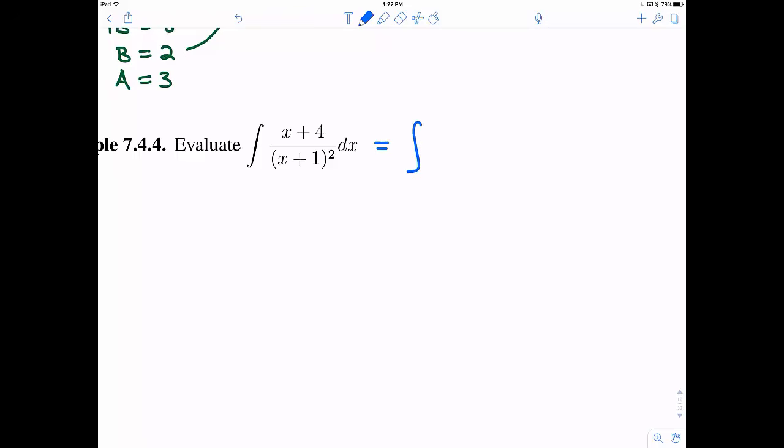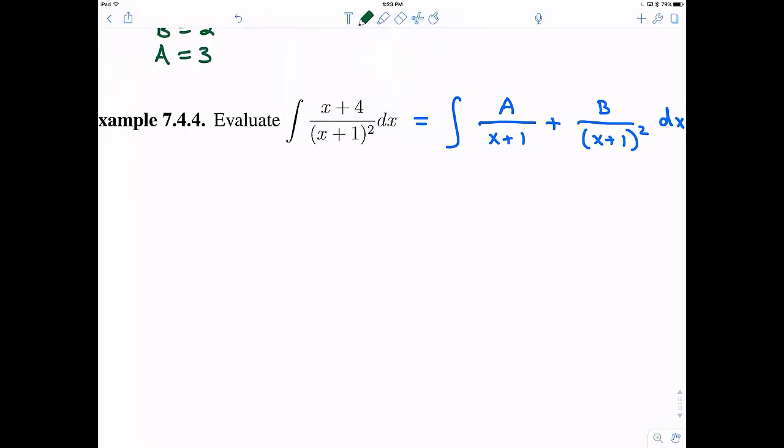So that means we're going to have the integral of a over x plus 1 to the first power plus b over x plus 1 to the second power. So now it takes on both 1 and 2, dx. And I'll go ahead and erase this. This is just to show you here. Okay, so let's assume that this is true, that we can split it up in this way. Then again, I need to do some algebra here.